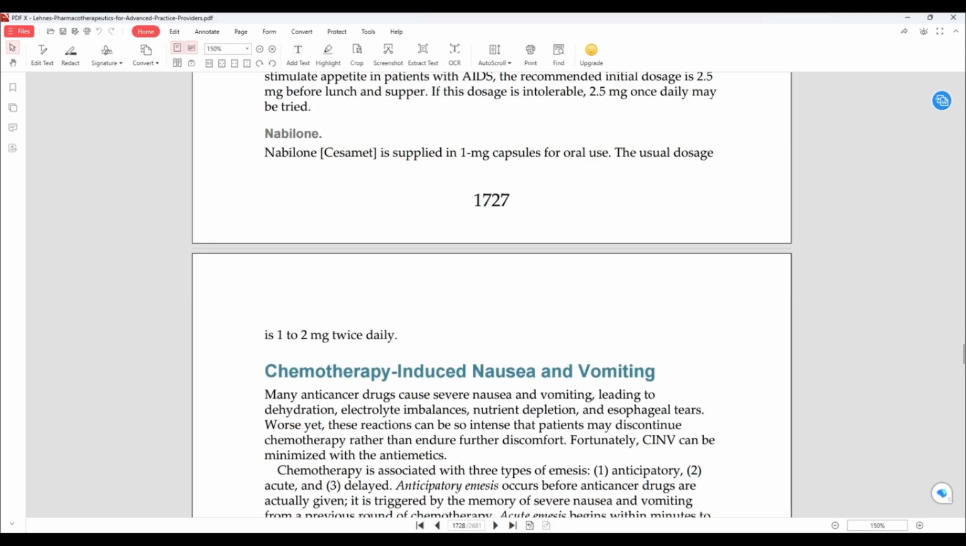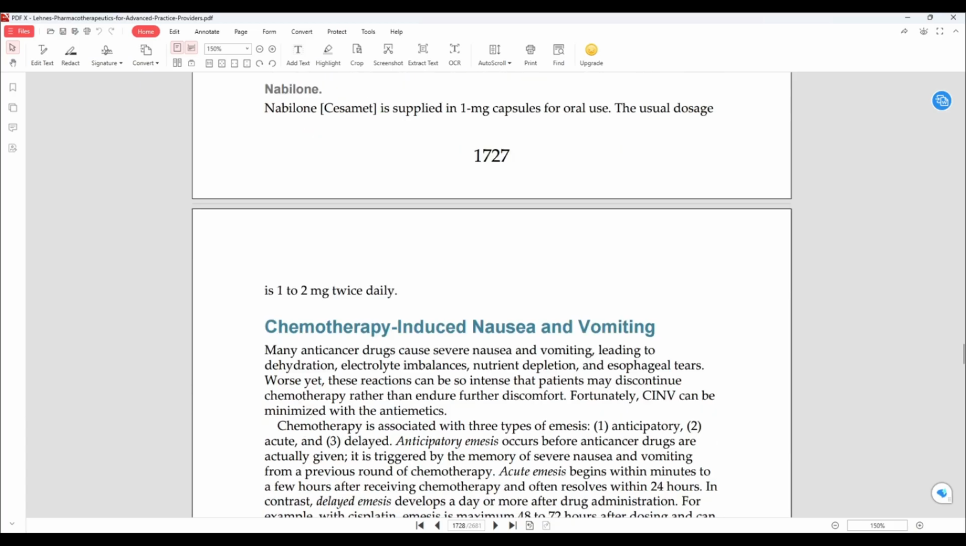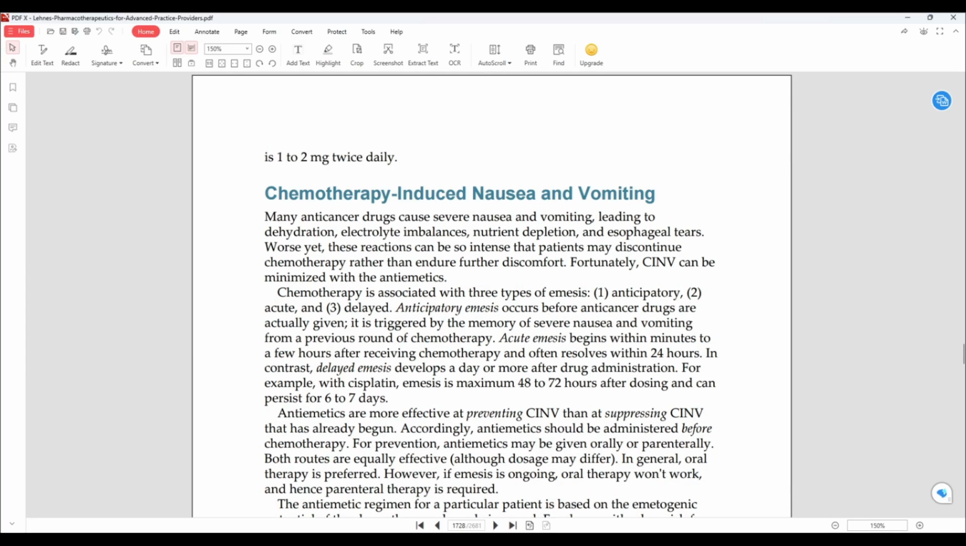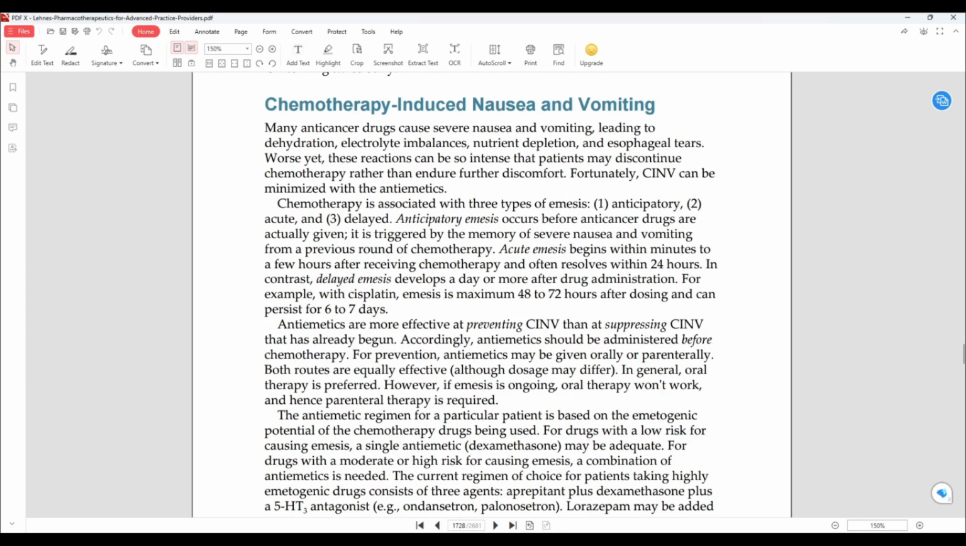For nabilone, it is supplied in a 1 milligram capsule for oral use. The usual dosage is either 1 to 2 milligrams twice daily. So that brings us now to CINV, or chemotherapy-induced nausea and vomiting.